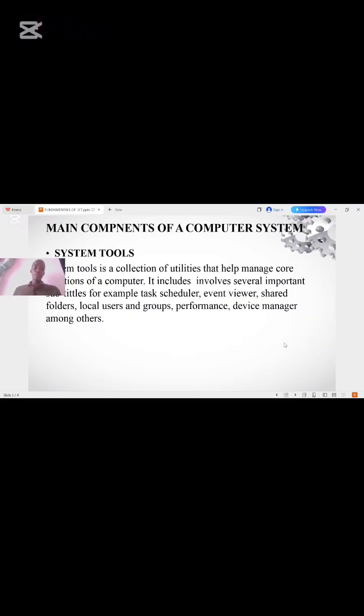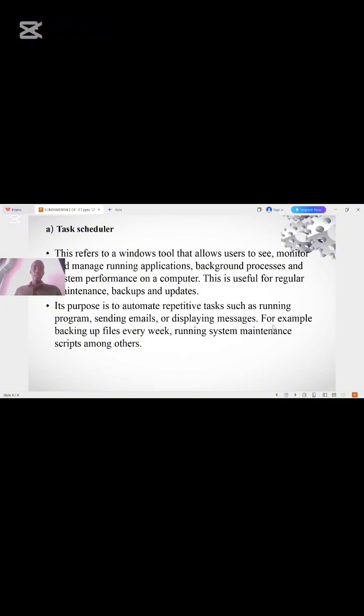Among the main components of a computer system, I'm going to talk about the system tools. The system tools is a collection of utilities that help manage core functions of a computer. It includes several important subtitles, for example, task scheduler, event viewer, shared folders, local users and groups, performance, device manager, among others. Then I'm going to talk about the task scheduler.